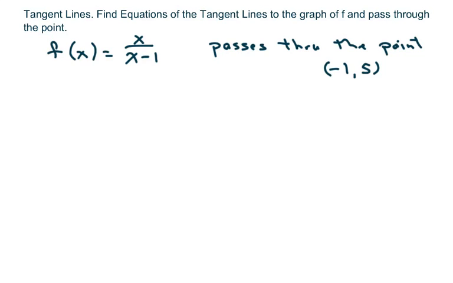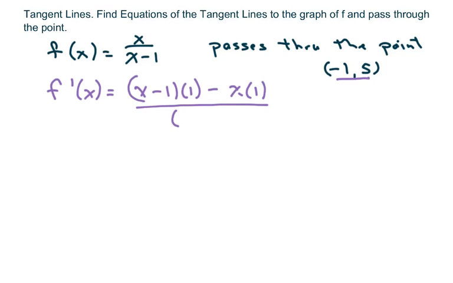Hi everyone, we're going to find equations of the tangent line to the graph of f that passes through this point. So the first thing we're going to do is take the derivative of f of x, and that's going to be x minus 1 times 1 minus x times 1 over x minus 1 squared. Well, that's going to equal negative 1 over x minus 1 squared.